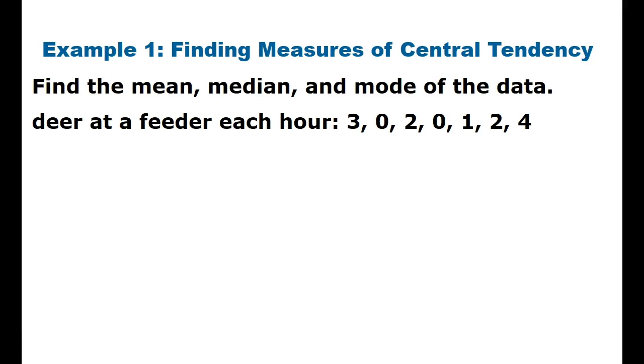Here we have some data, the number of deer at a feeder for each hour. The first hour there were 3 deer, and then 0, and then 2, and then 0, and then 1, and then 2, and then 4. We want to find the mean, median, and mode of this data.